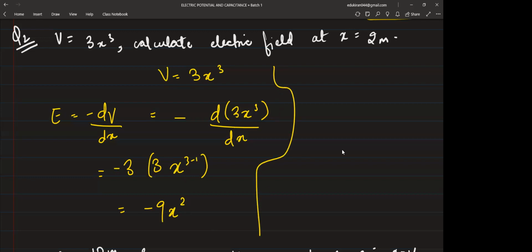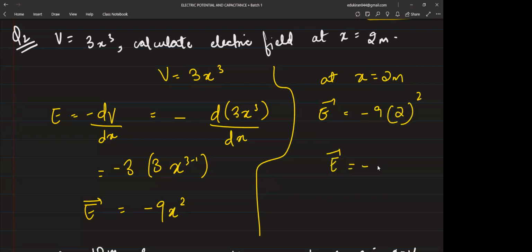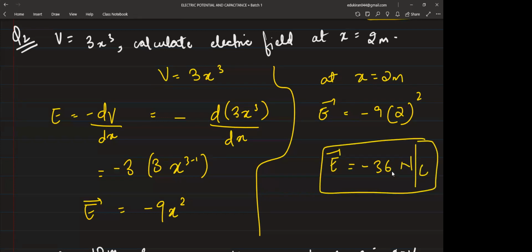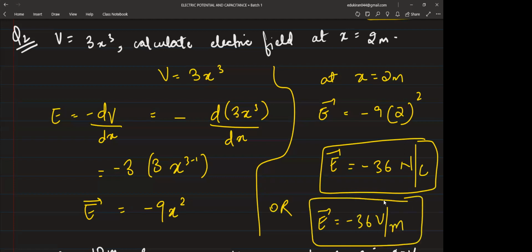Now this says at x equal to 2 meters. So this was the electric field. We'll just put the value of x as 2, so this is 2 squared. So electric field is minus 36 Newton per coulomb or volt per meter. You can write the same thing with this unit, minus 36 volt per meter. Both are correct, write it down too.